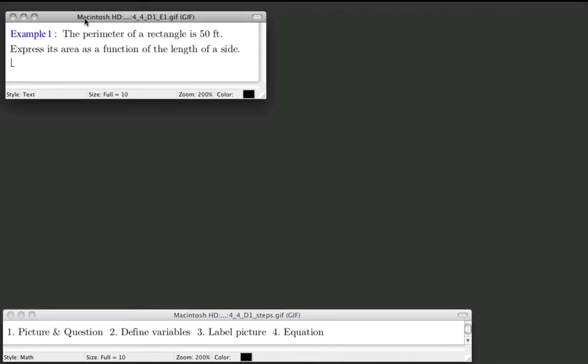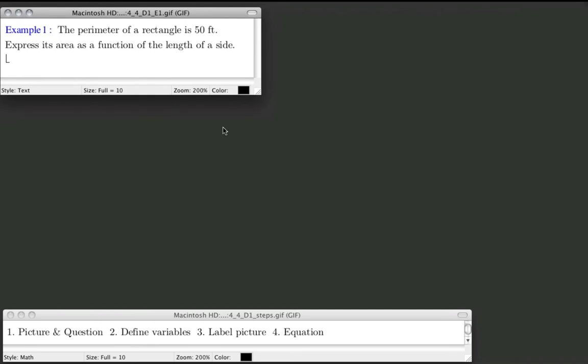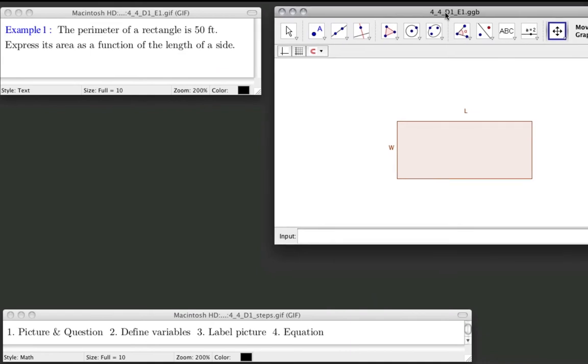It says the perimeter of a rectangle is 50 feet. Express its area as a function of the length of a side. So the 2 things I need to do are find a function for the area, and I need to have a picture of a rectangle. So here is my picture of a rectangle, and it's labeled with length and width.